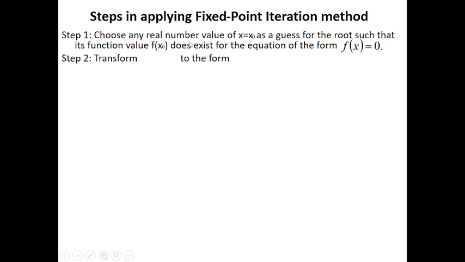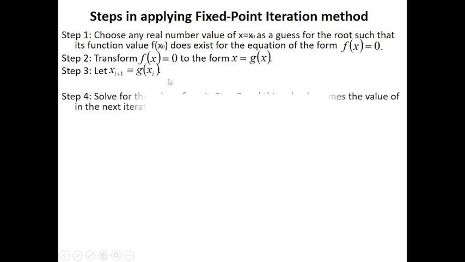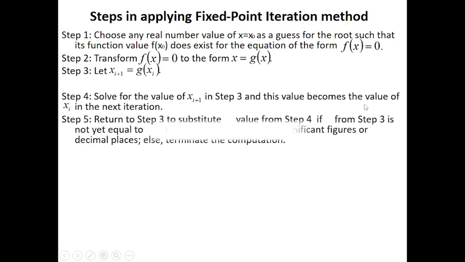Step 1: choose any real number value of x equals x sub 0 as a guess for the root, such that its function value f of x sub 0 does exist for the equation of the form f of x equals 0. Step 2, transform f of x equals 0 to the form x equals g of x. So later we'll have an example to that. Step 3, let x sub i plus 1 equals g of x sub i. Step 4, solve for the value of x sub i plus 1 in step 3, and this value becomes the value of x sub i in the next iteration.